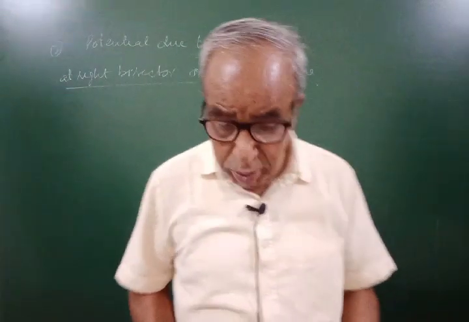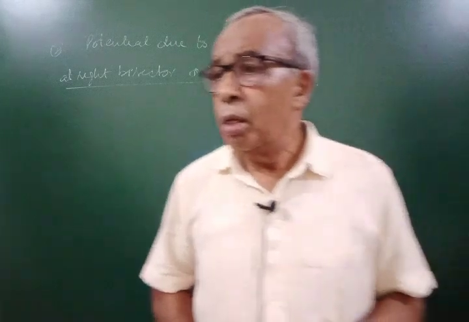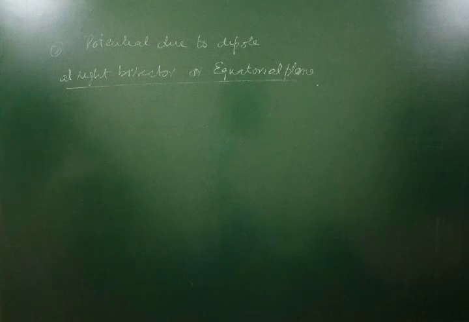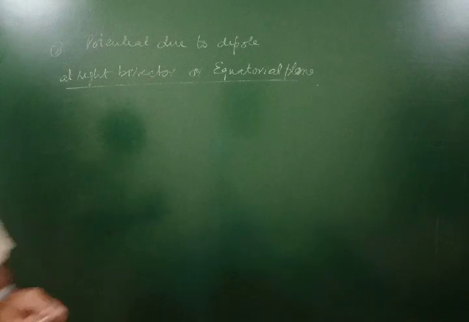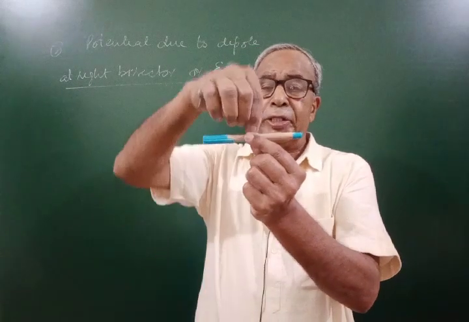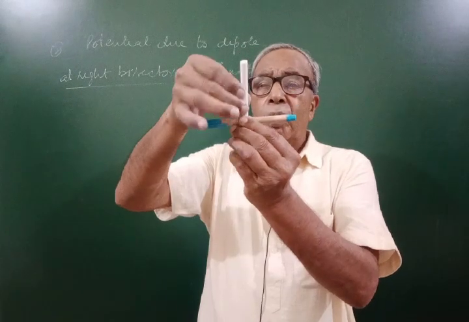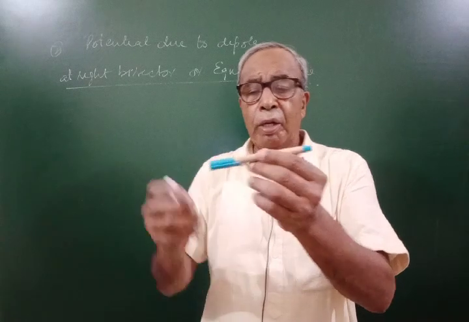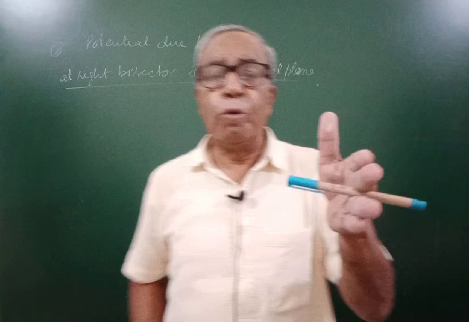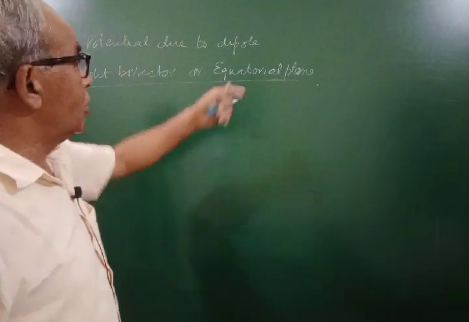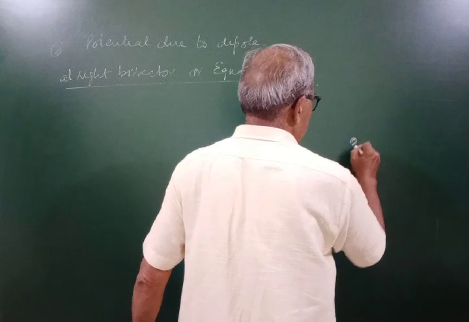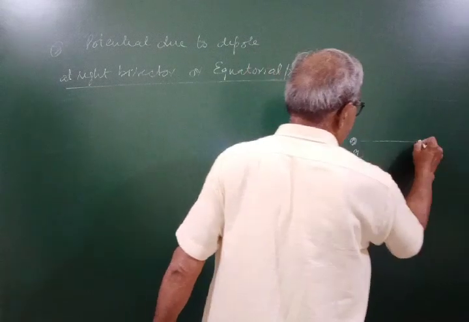Actually, dipole has two charges, plus q minus q, and right bisector you can think. If it is minus q, it is plus q. Right bisector is this, or this also, or this also. A plane which bisects the axis of dipole is called equatorial plane, and we want to find out potential due to this minus q charge, plus q charge.